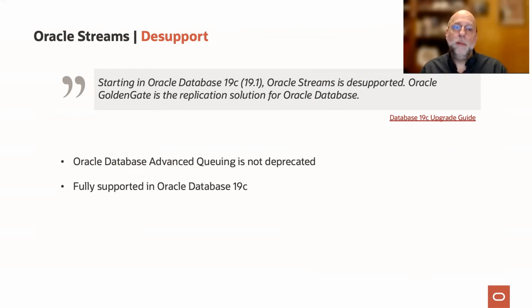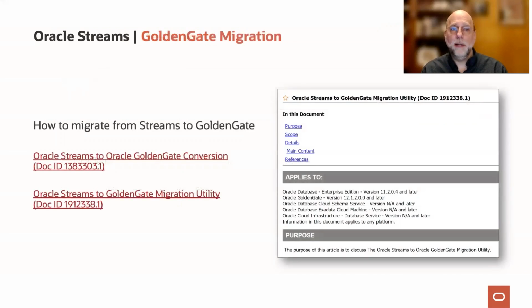So with Streams being desupported, you would want to migrate to a different replication technique if you have been using Oracle Streams up to this point. Our recommendation would be GoldenGate. And we do realize that that is an extra cost license, but that is our recommendation. Now, Streams is related to the AQ feature, Advanced Queuing, for communication between different entities in the database. Advanced Queuing is not deprecated. It is still fully there in 19c.